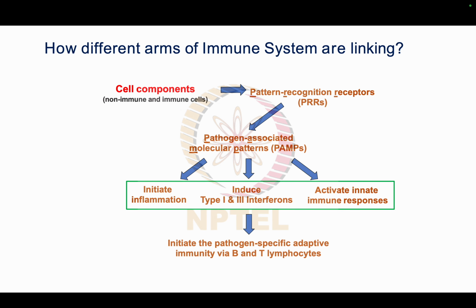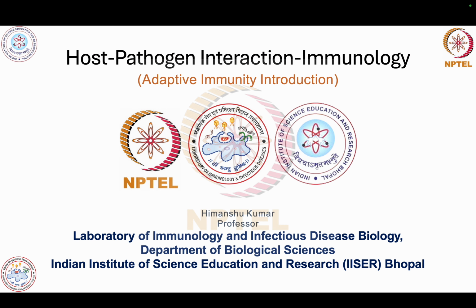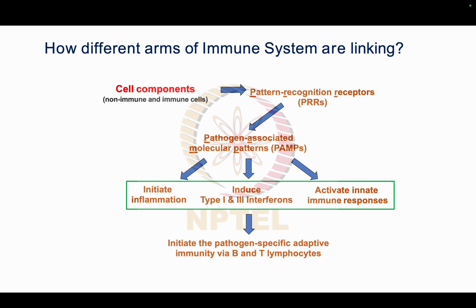So, adaptive immunity introduction. We will introduce adaptive immunity, and how different arms of the immune system are linking. There are cell components, which can be non-immune cells or immune cells. They have pattern recognition receptors. Those will detect pathogen associated molecular patterns which are present in antigen. They will initiate inflammation, induce type 1 and type 3 interferon, and activate innate immune responses, and altogether initiate the pathogen specific adaptive immunity via B and T cells.